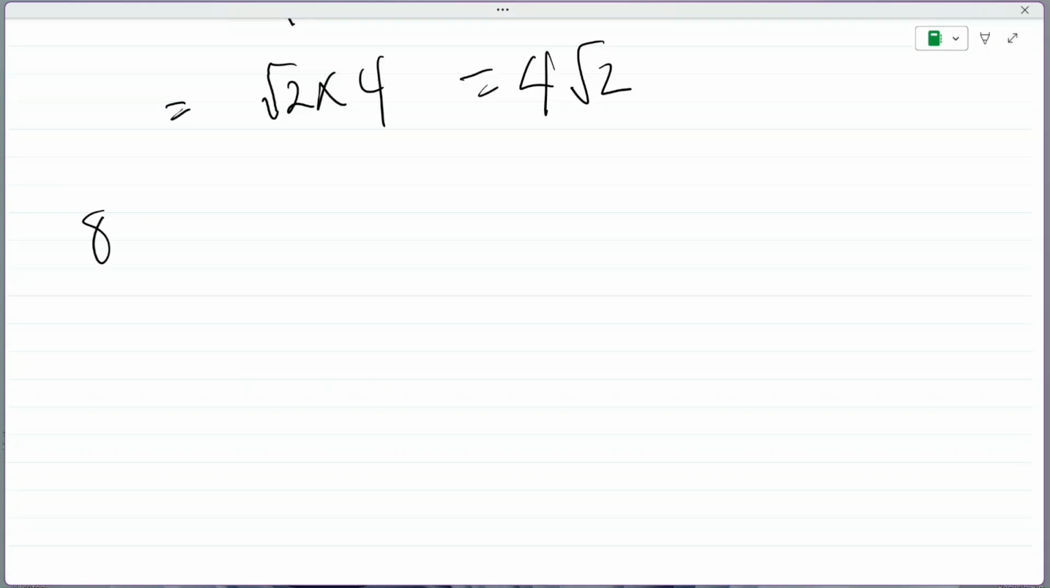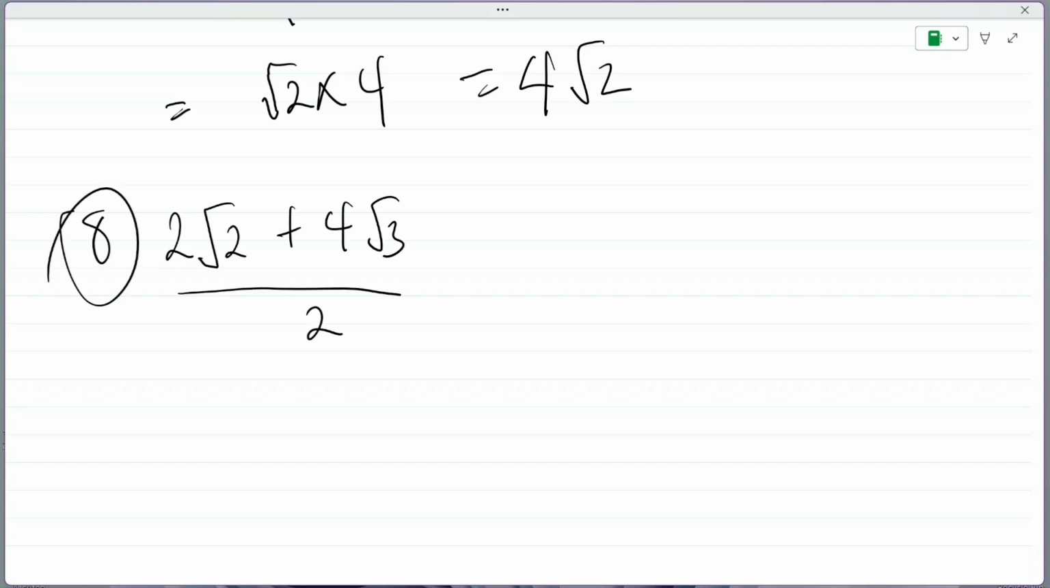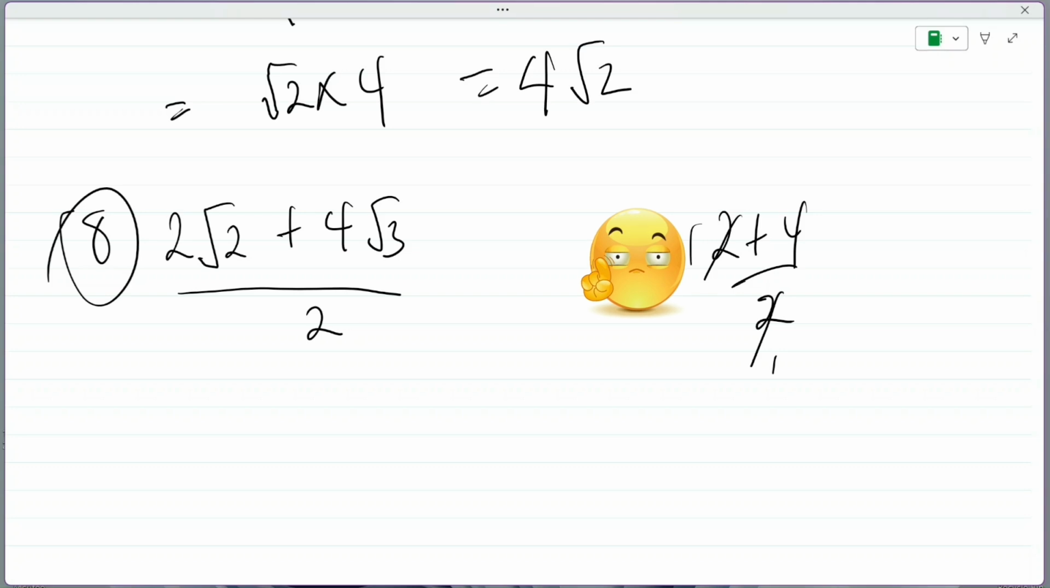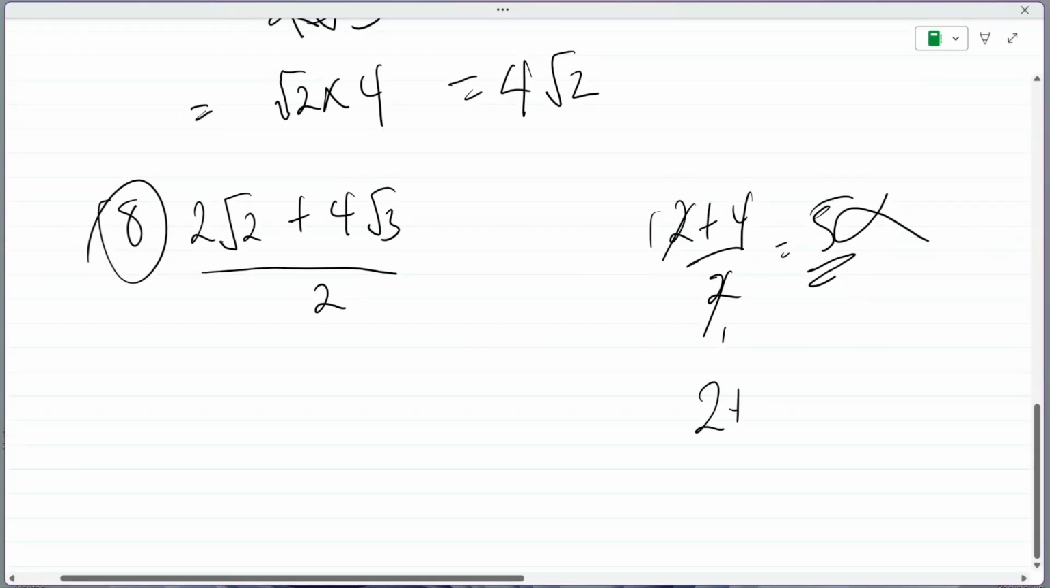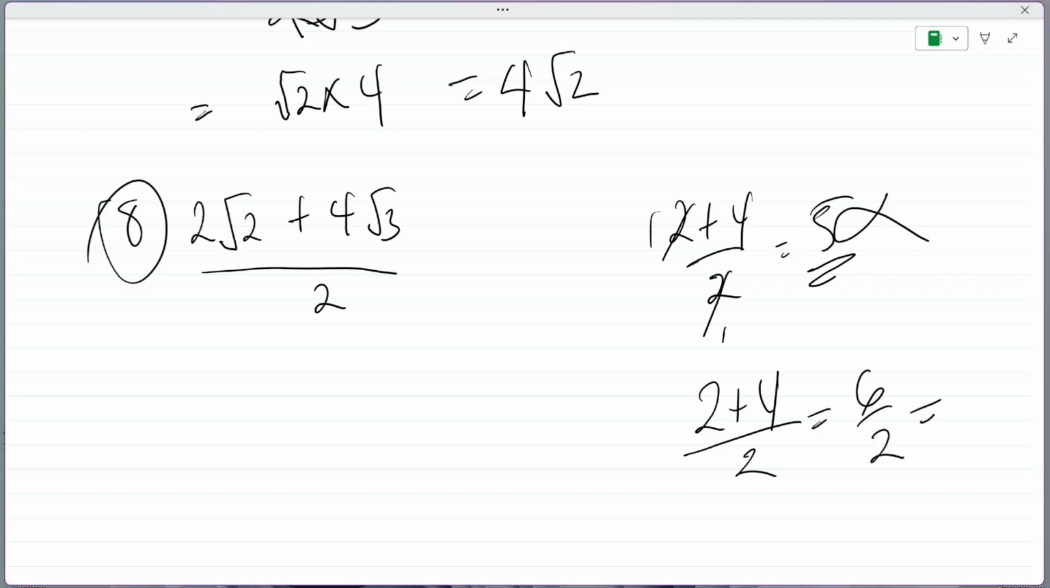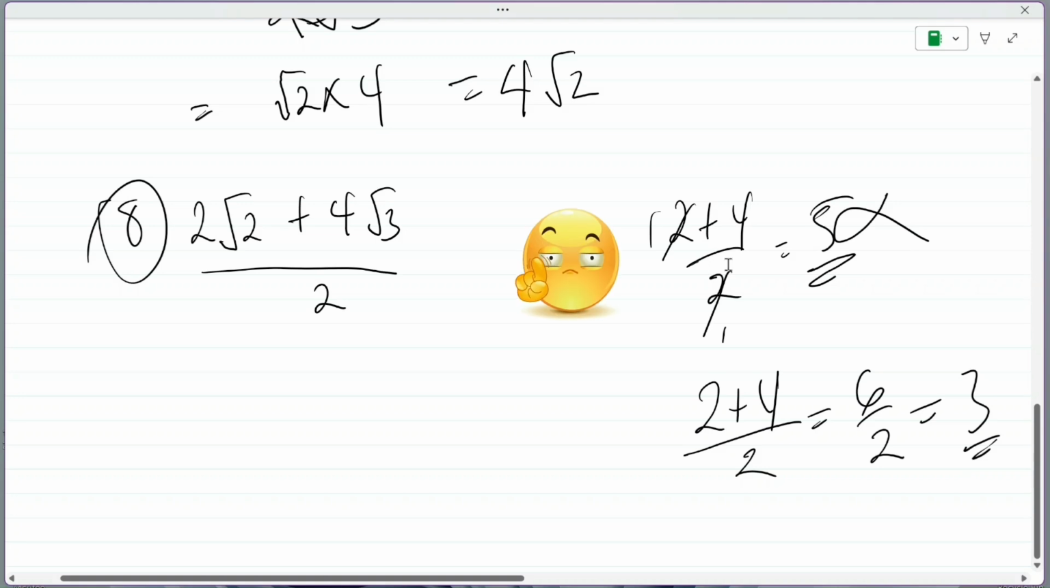Question 8. What if you have 2 root 2 plus 4 root 3 over 2? Now this works like you have 2 plus 4 over 2. You can't just say 2 into 1, 2 into 1, 1 plus 4, that's 5. It's wrong. In this case, you have 2 plus 4 over 2. 2 plus 4 is 6 over 2. 6 over 2 will give you 3. You see, you get a different answer when you add them before dividing than when dividing while they have addition, and same applies to subtraction. You can't do this.